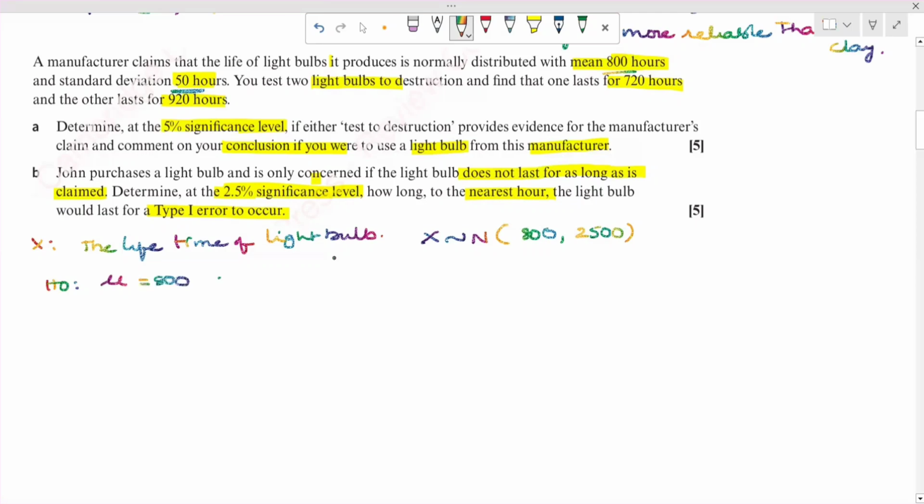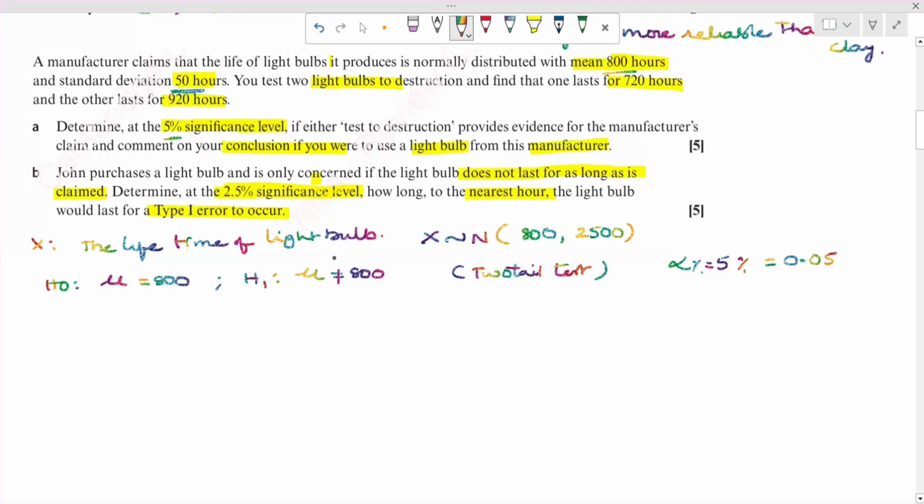Now H1, the alternate hypothesis, will be mu is not equal to 800. Due to that inequality, it is a two-tailed test. Now what they're asking us to find over here: first of all, write alpha. Alpha percentage is given as 5 percent, which is 0.05.